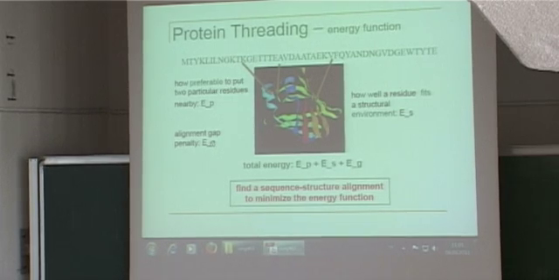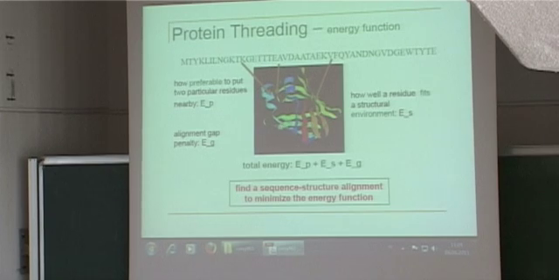And there's the alignment gap penalty, which is similar to what you do in sequence alignment. We also have gaps, either in structure, for example, some part of the structure we do not use, or some part of the sequence we do not use. We have gaps. You also have a gap penalty. So your total score or total energy becomes a combination of these terms.